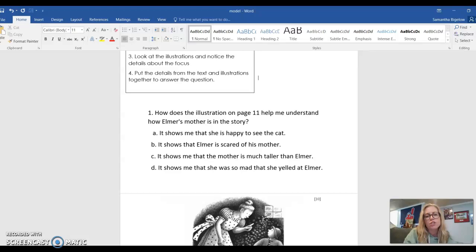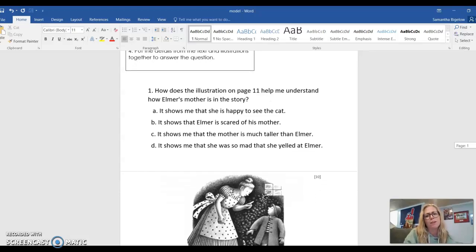B, it shows that Elmer is scared of his mother. Elmer is scared of his mother, but the question's asking what did we learn about Elmer's mother, not Elmer. So right here, I don't really care how Elmer's feeling. So B is not correct because it's not about Elmer's mother. C, it shows me that the mother is much taller than Elmer. I see in this picture that she is a lot taller than Elmer, but based off what I was reading, that's not really important. It's all about how she's getting upset with Elmer for bringing the cat home. It has nothing to do with how tall she is.